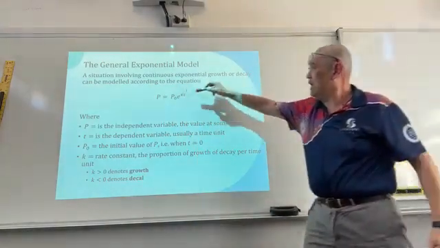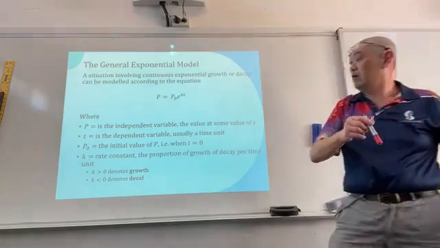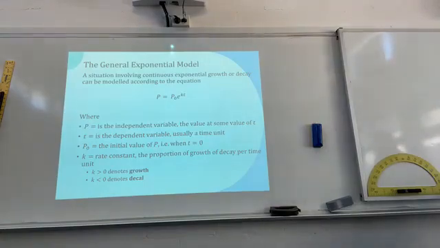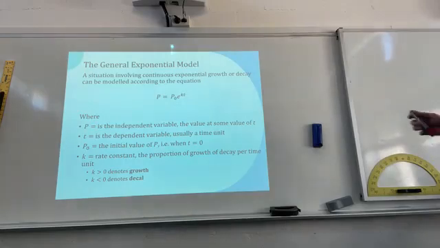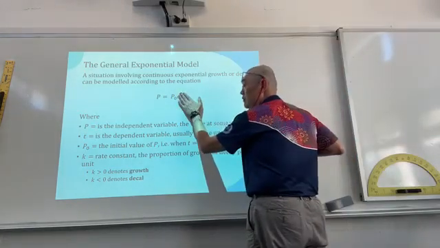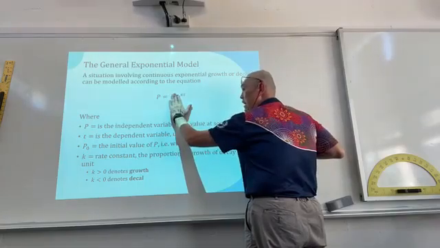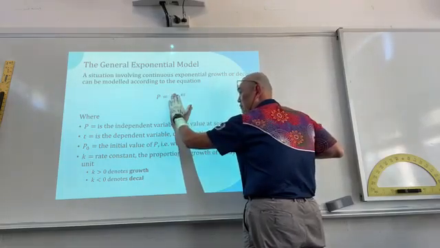Now, k here is the constant rate. Think about whether it's growth or decay. If it is greater than 0, it's growth. Less than 0 is decay. So if you think about that, P naught gives you the initial value, and k tells you whether it's decay or growth.